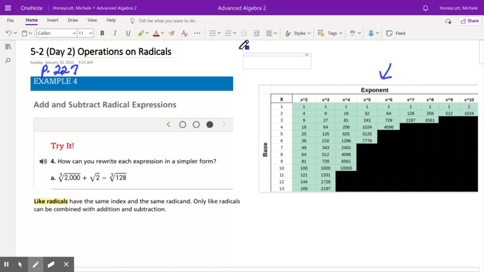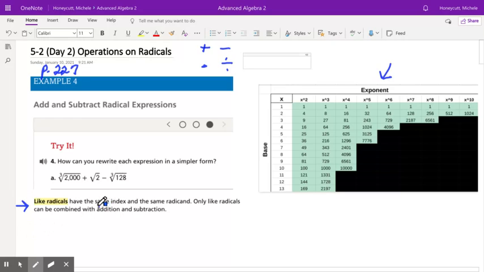So today's lesson is about operations of radicals. Operations means that we're going to add, subtract, multiply, and divide, but really simplify quotients involving radicals. So we're going to start with adding and subtracting radical expressions. In order to add and subtract radical expressions, we need to have something called like radicals.